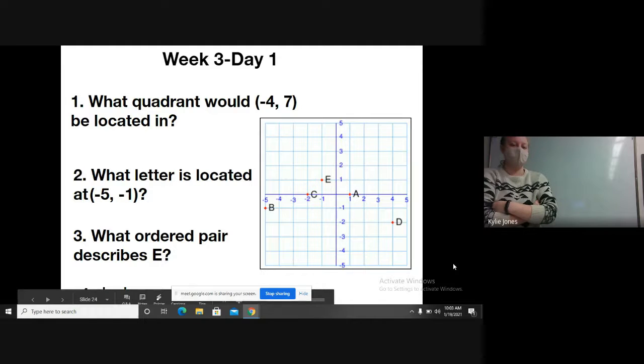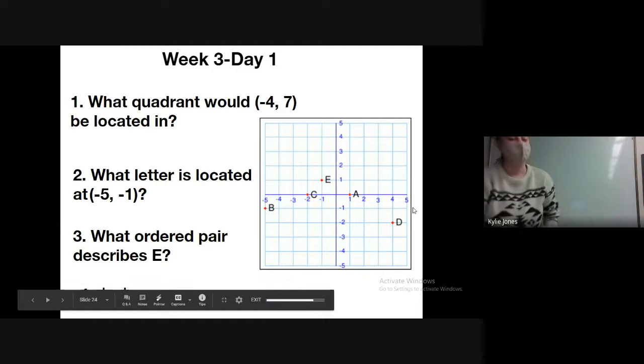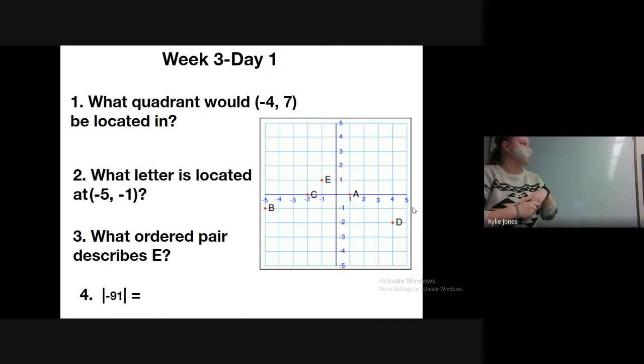Number 2, what letter is located at -5, -1? Number 3, what ordered pair describes E? And the bottom one, I don't know what it says. I think it says the absolute value of something. There it goes. The absolute value of -91. What is the ordered pair?